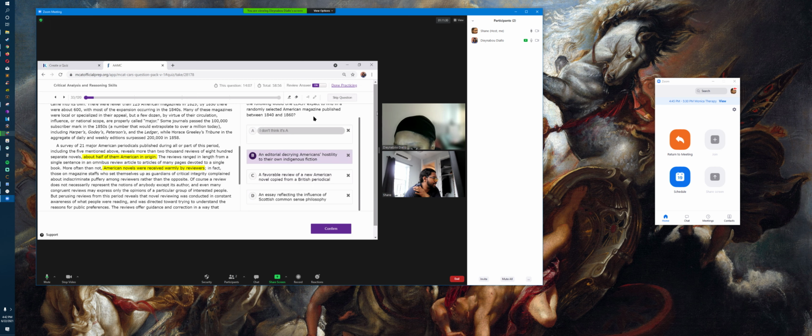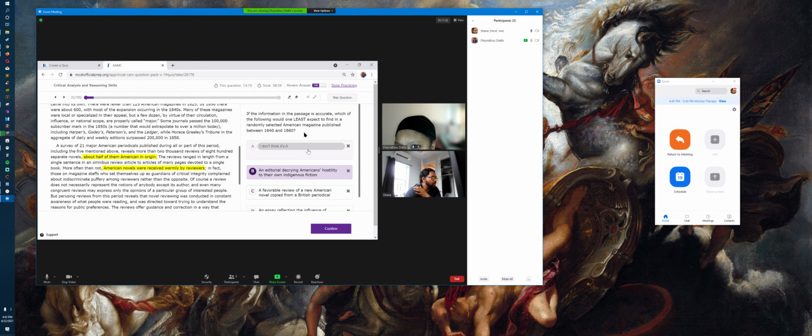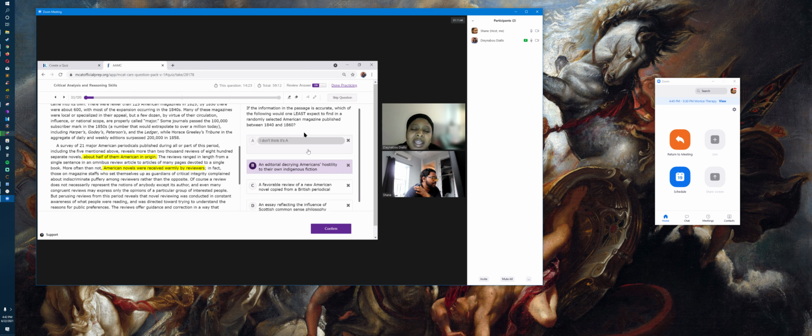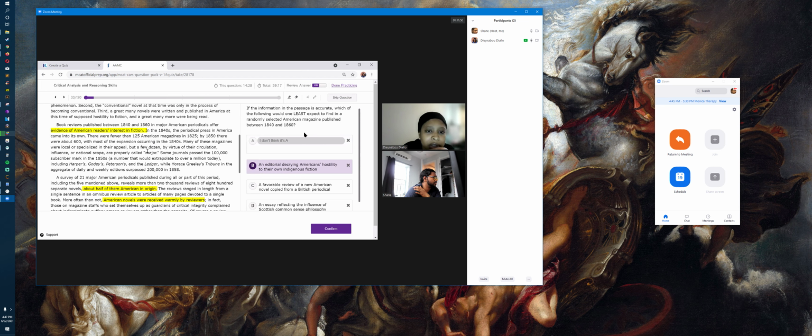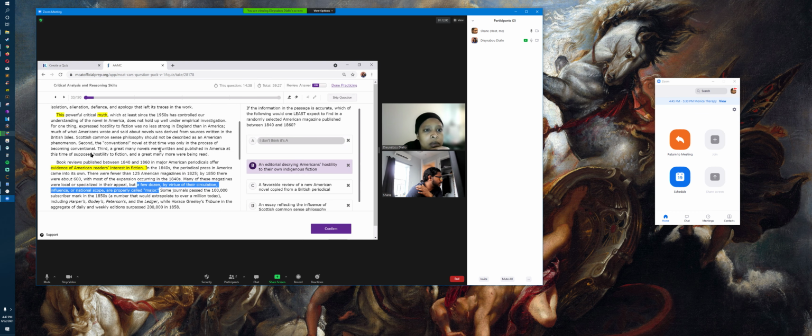Let me take a look at the question stem one last time, and then I'm just going to pick one. Which of the following, if the information in the passage is accurate, would one least expect to find in a randomly selected American magazine published between 1840 and 1860? I think if it's randomly selected, then it will be whichever one is part of the major. Scottish, okay. Conventional, no. Alright.